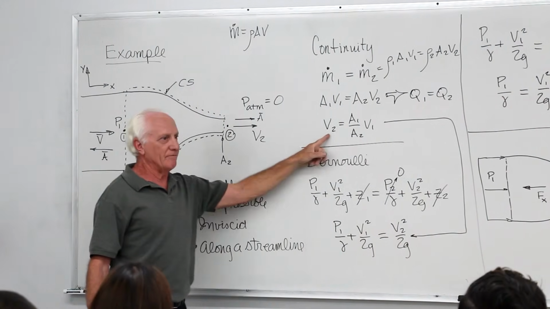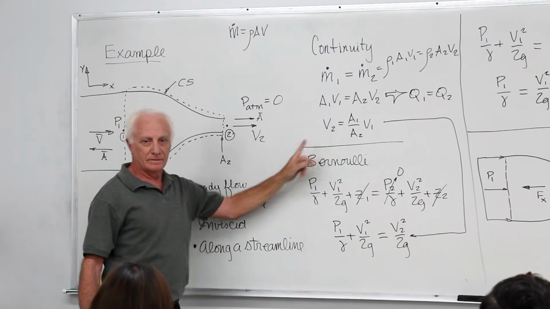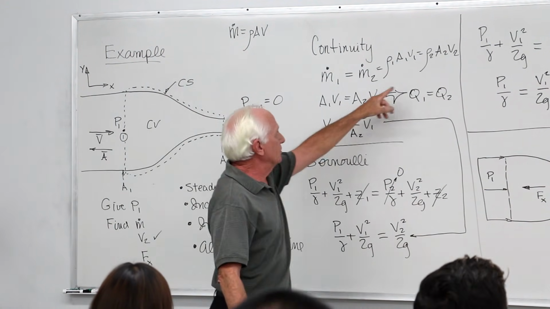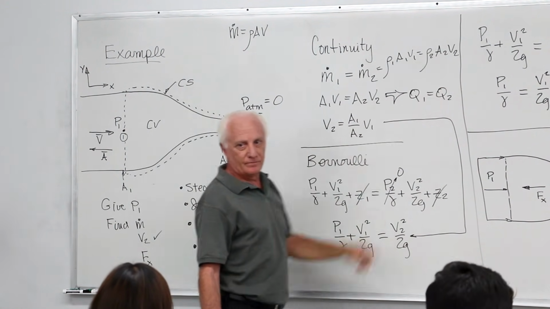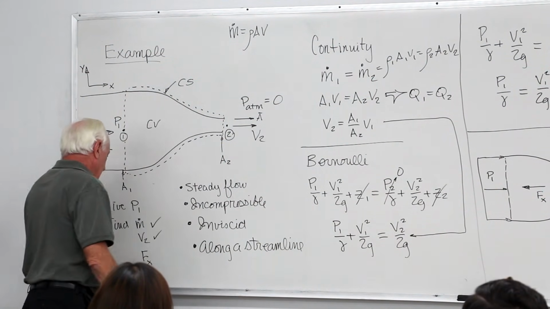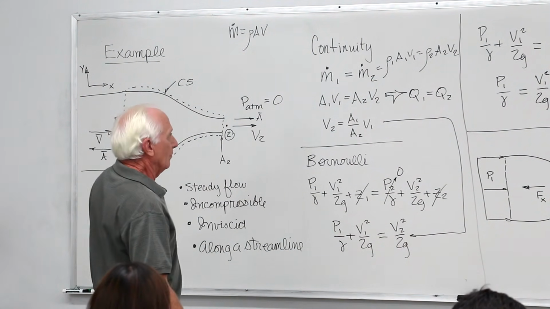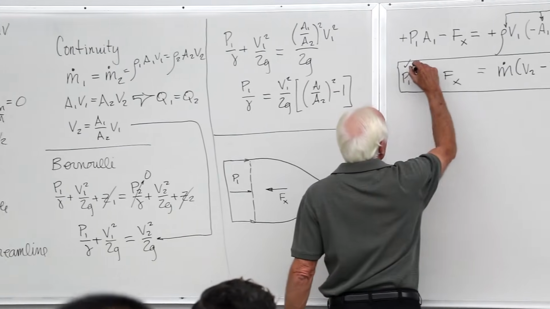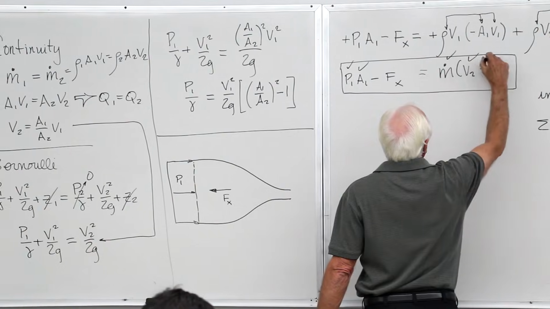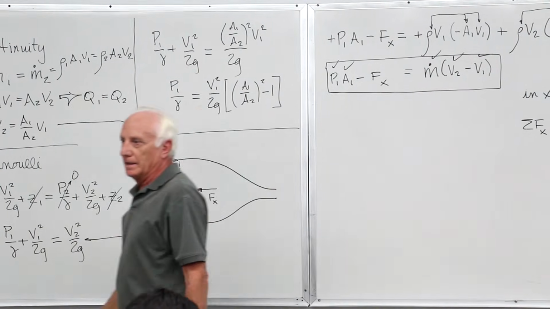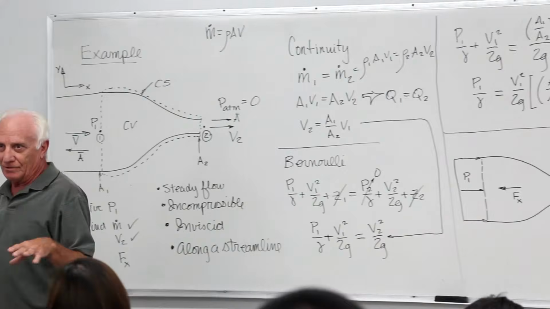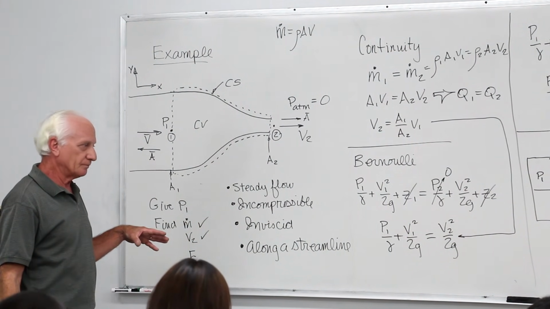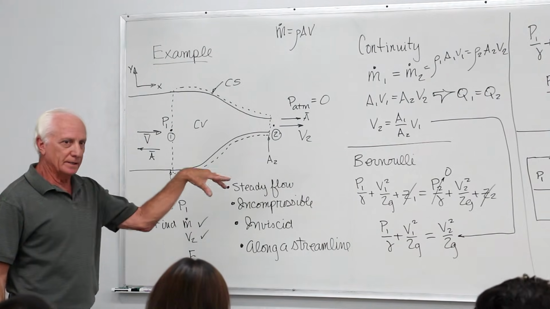Once I know V1, can I find V2? Yeah, you got it. Once I know V2, can I find m dot? Of course I can. So given P1, given A1, found m dot, found the velocities. There you go, solve for Fx. If you get confused, write all those equations down and stare at them a while. Maybe something will pop out at you. Hopefully it will. But they're all linked together.